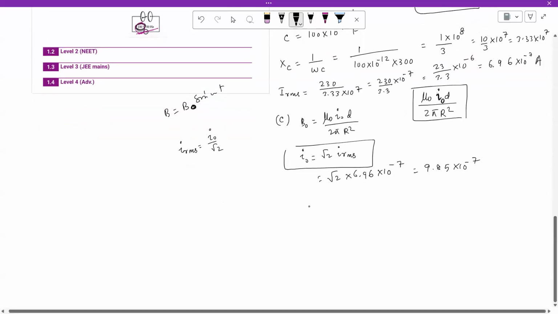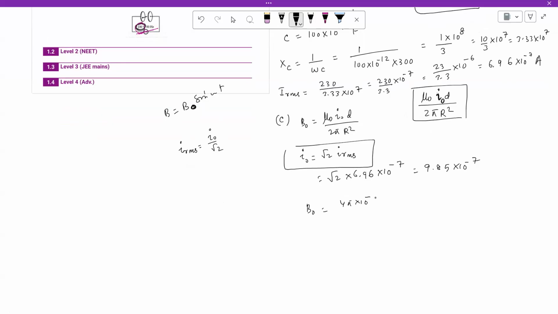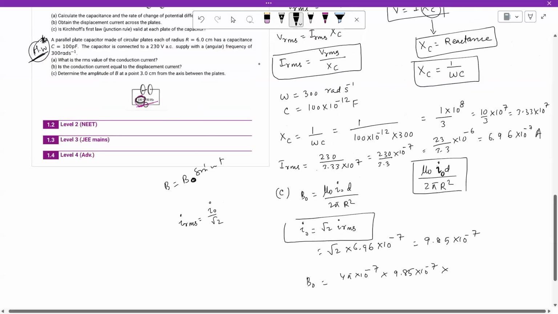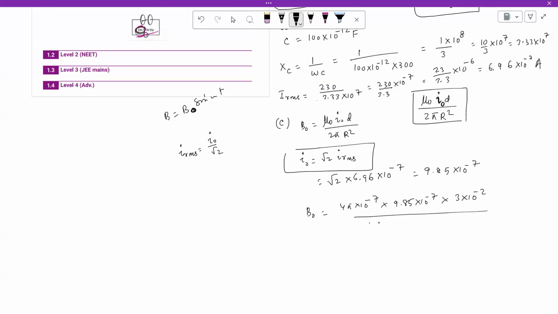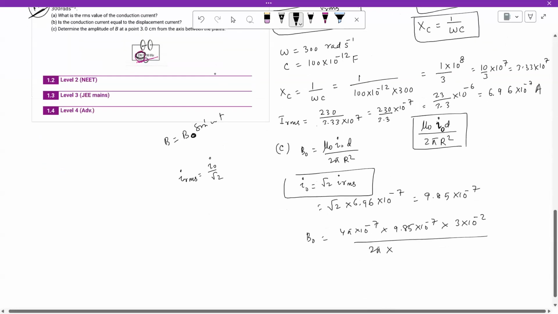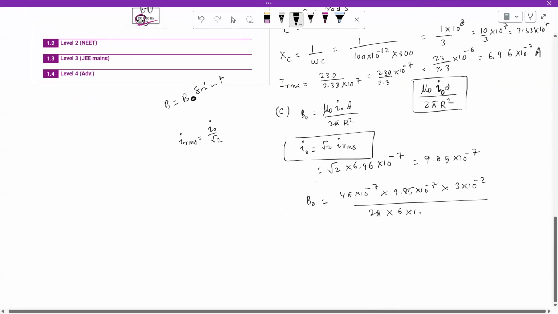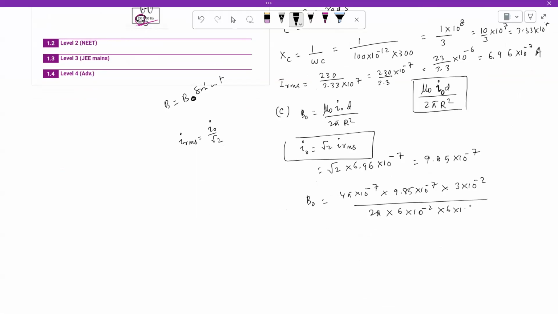Now we can put all the other values. So mu naught is how much? 4 pi into 10 to the power minus 7, and then I naught is 9.85 into 10 to the power minus 7. D is the distance we are calculating, 3 centimeter, so 3 into 10 to the power minus 2, and then 2 pi into r square. What was the radius? 6 centimeter. So 6 into 10 to the power minus 2 and 6 into 10 to the power minus 2.